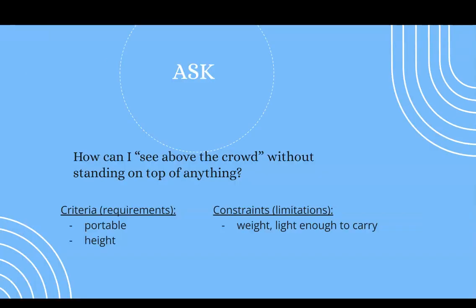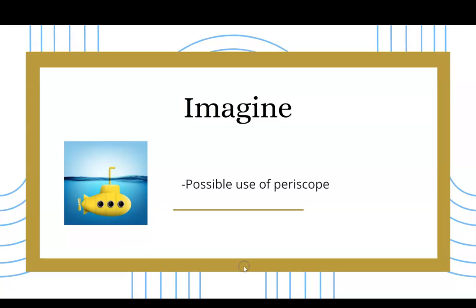So in the ask stage, we were prompted with how can I see above the crowd without standing on top of anything. So in the ask, like I said, is when you identify the problem, identify any constraints or criteria, and as was mentioned, they're basically the requirements and limitations. I like to put this out with my students so that they know what they're doing. It needs to be portable and have a proper height and be able to see. Constraints, however, it must be light enough to carry, so the weight is really a constraint that we're limited on.